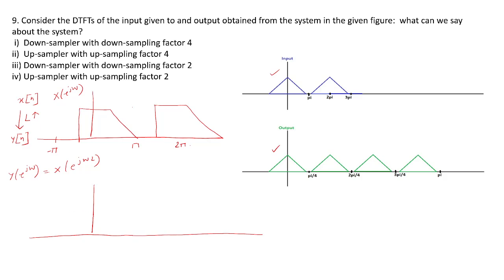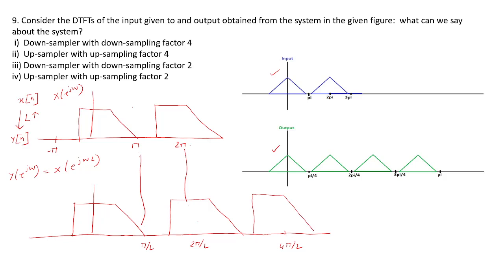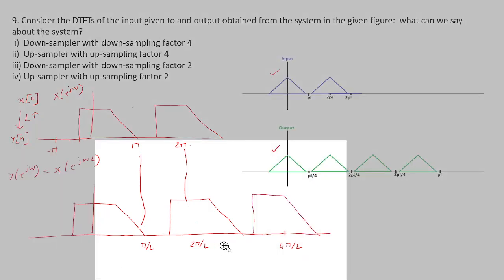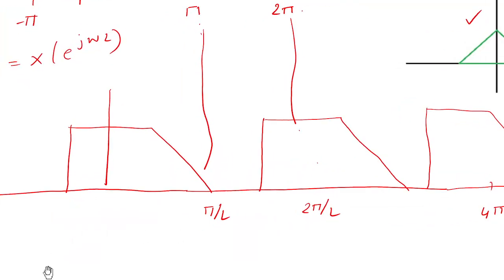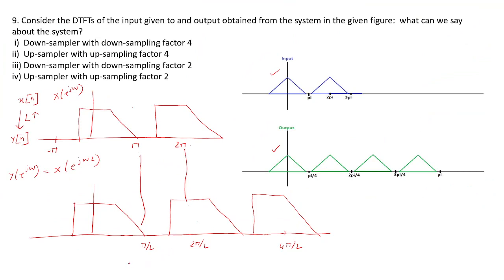How are we going to write that? This 0 will remain as 0, this pi will correspond to pi over L, and this 2 pi will result into something like this. This corresponds to 2 pi over L. Similarly, 4 pi over L here.